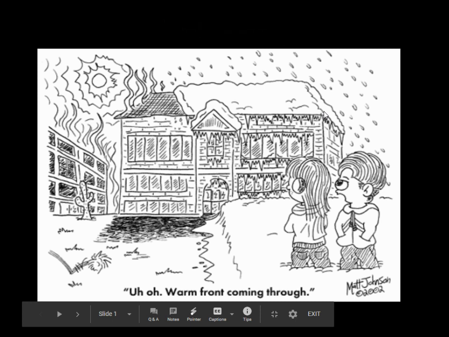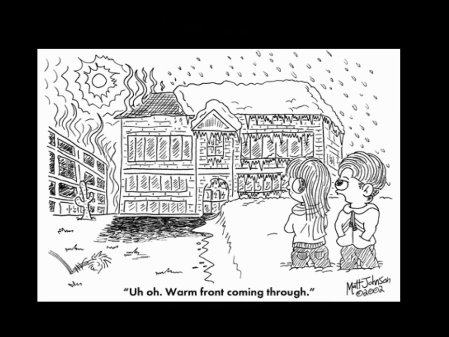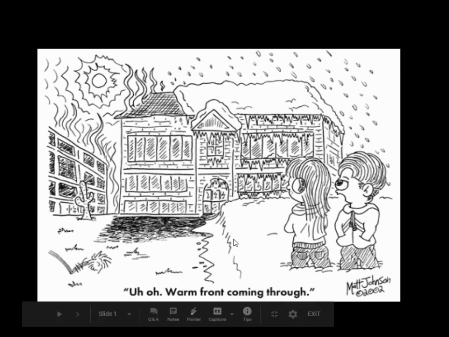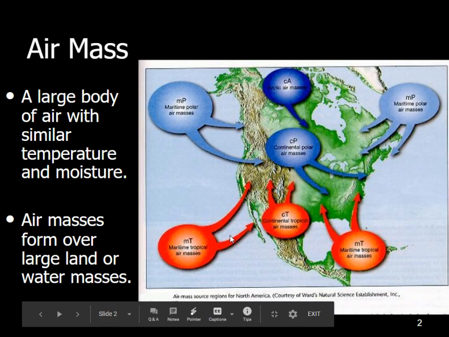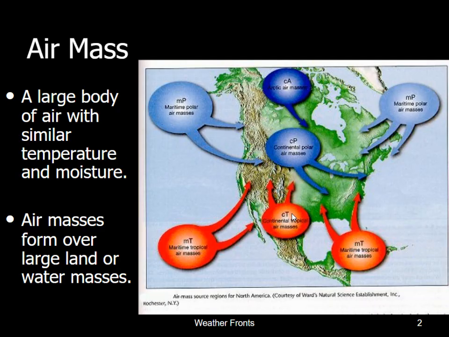So, little jokes. It says, "Oh, warm front coming through," because you see the hot compared to the cold. That's not necessarily how it happens, but in Missouri, sometimes it feels like that.